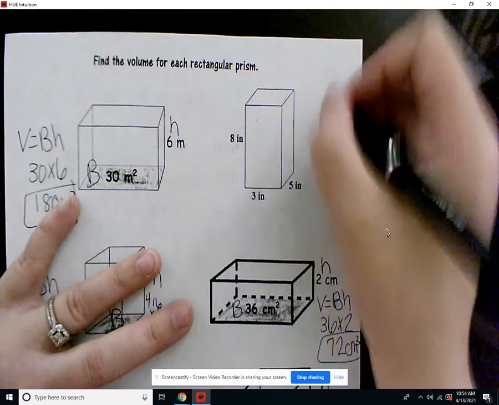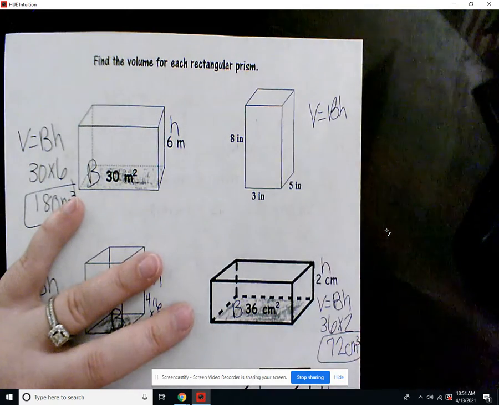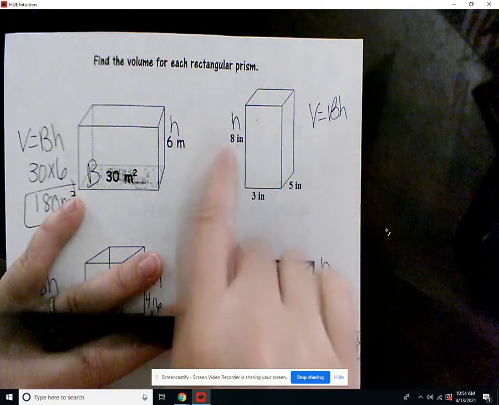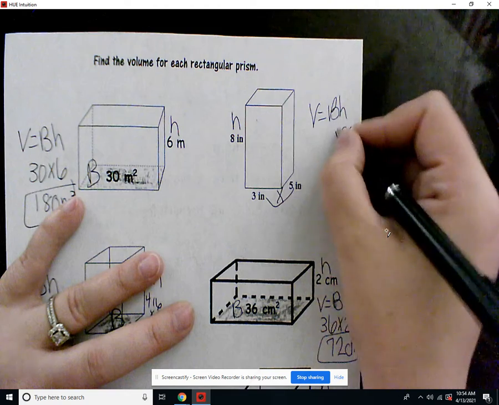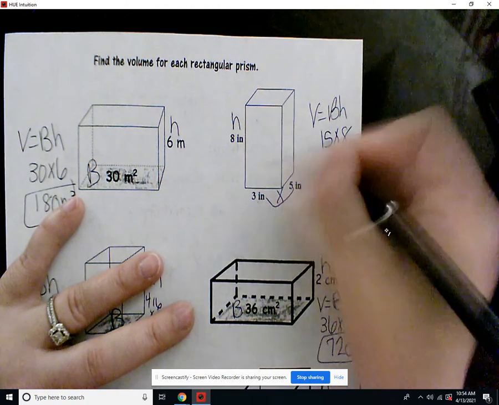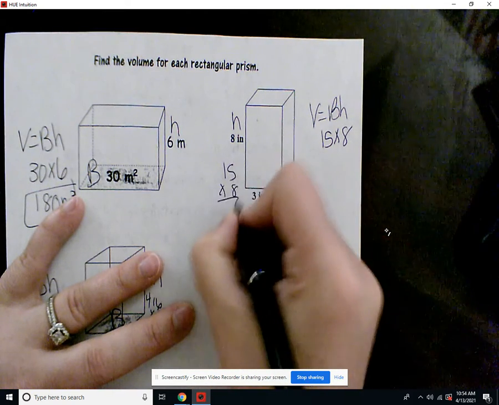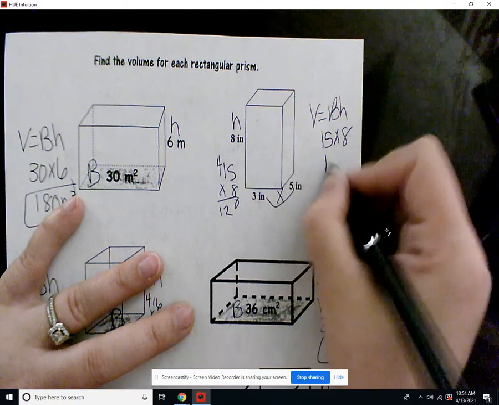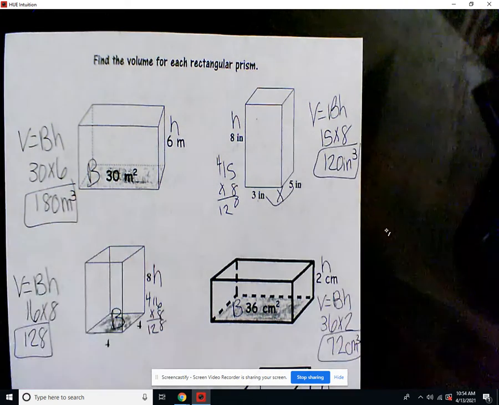Okay, and then our last one. Again, it doesn't really show us where the base is located, but we can identify the height, which is 8. So that means these two numbers left, we multiply them. So 3 times 5 is 15. Then we multiply 15 times 8. Then we get 120 inches cubed.